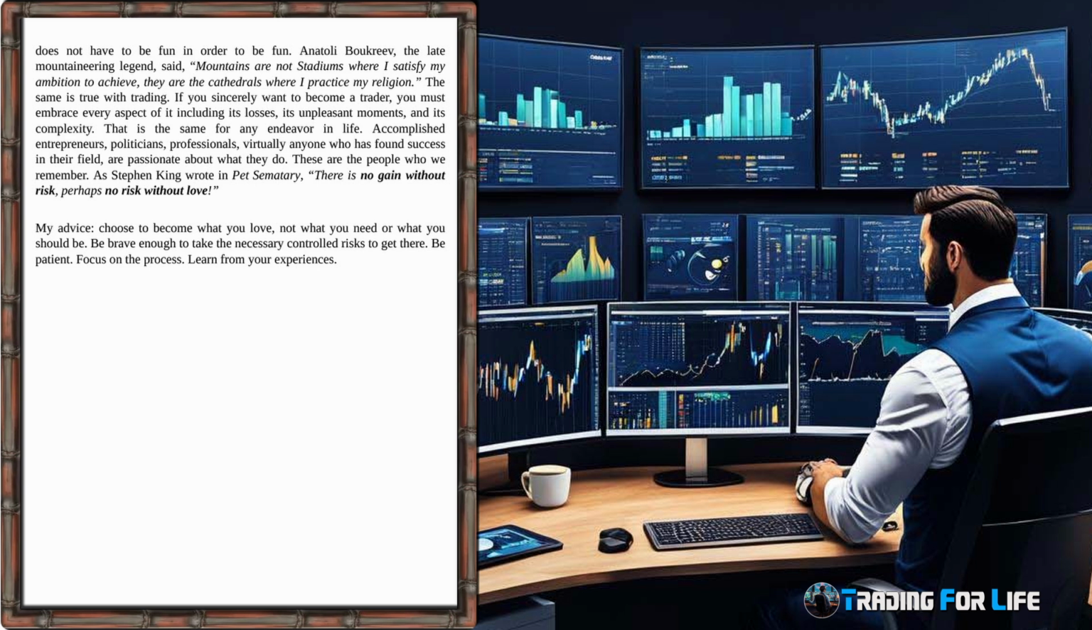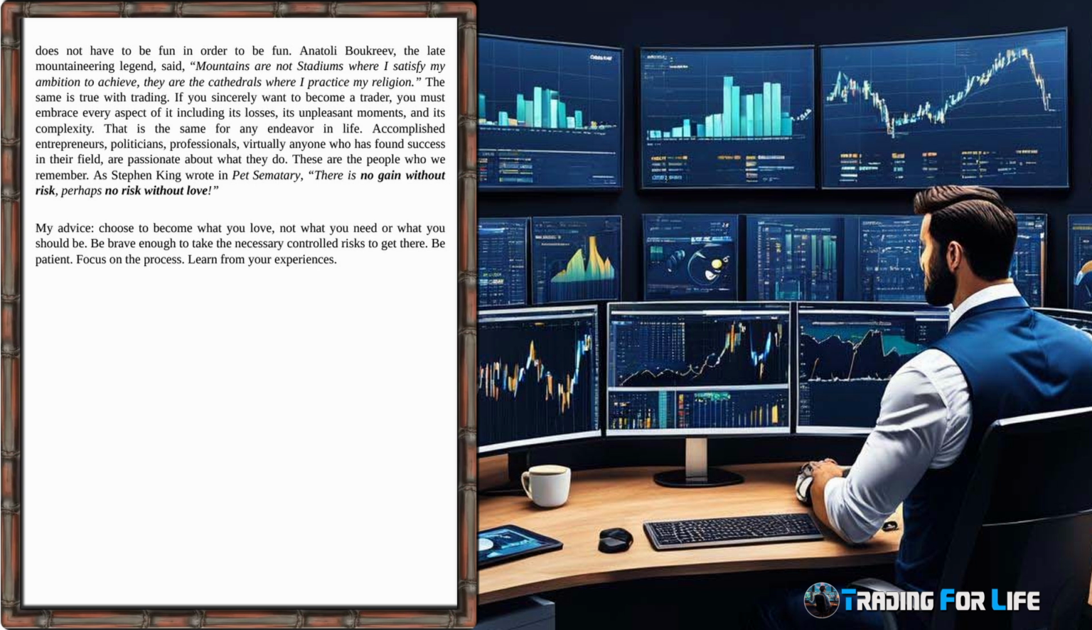They are the cathedrals where I practice my religion." The same is true with trading. If you sincerely want to become a trader, you must embrace every aspect of it, including its losses, its unpleasant moments, and its complexity. That is the same for any endeavor in life. Accomplished entrepreneurs, politicians, professionals, virtually anyone who has found success in their field are passionate about what they do. These are the people who we remember.